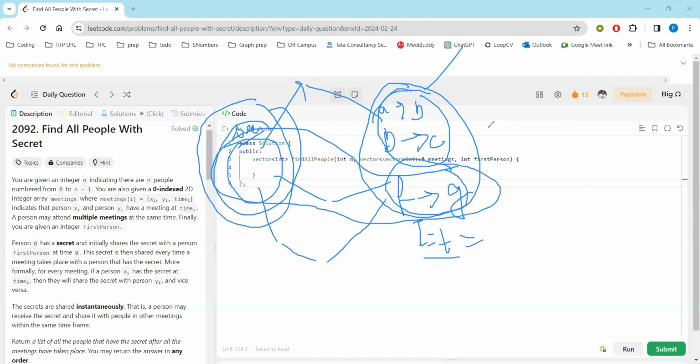So can we mark this group somehow, like if there is a meeting between a person from this secret group and this subgroup, can we mark this subgroup by any means indicating that all these people now know the secret? Let's see how we can mark it.